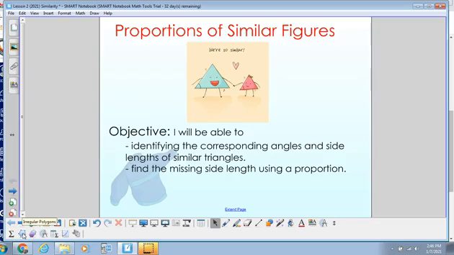Hello geometry students. In this video we are going to learn about proportions and similar figures. We are going to identify corresponding angles and side lengths in similar figures and find missing side lengths using proportions.